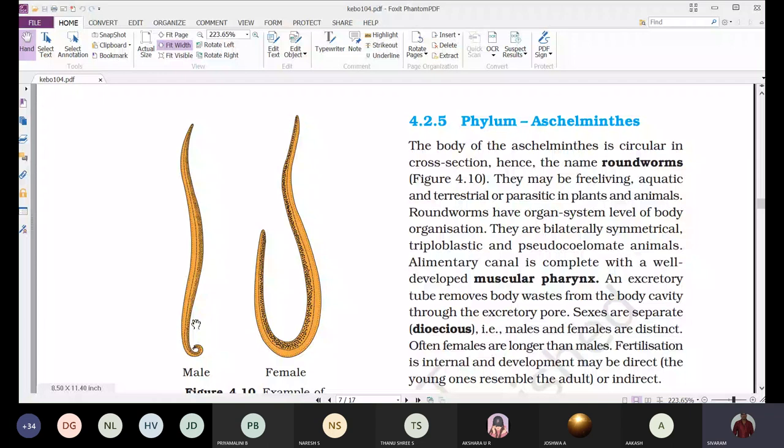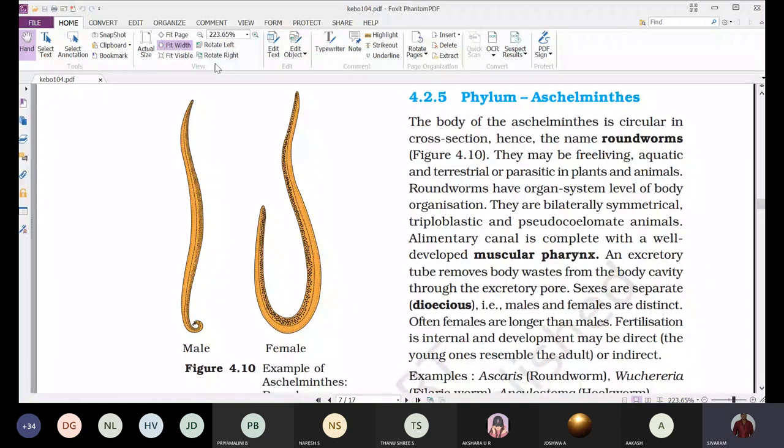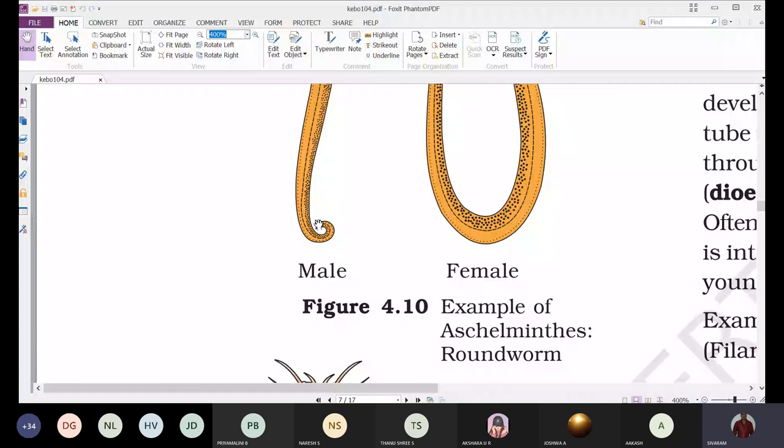Okay, we can see here, the posterior end of the male is curved, but when you observe the female, it has a straight posterior tail. Now, the first one is length. Usually the females are longer than males. That means the males are short. They are not very long; they are very short when compared to the females.